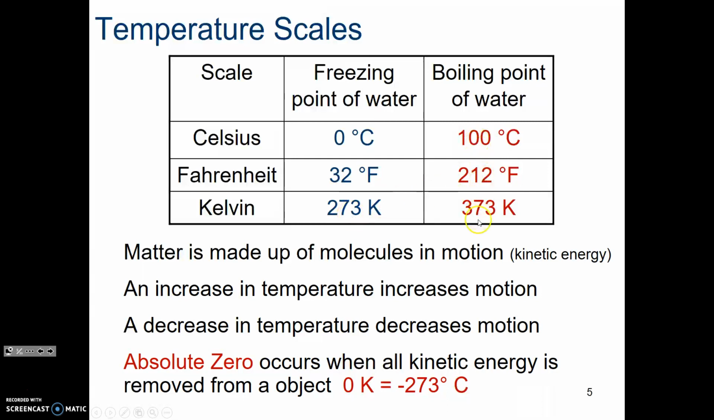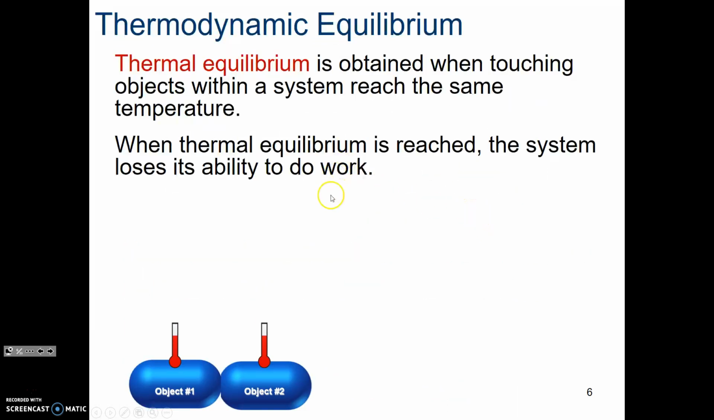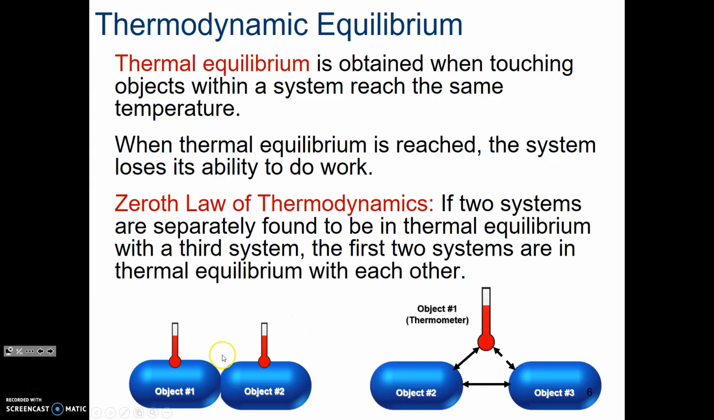Boiling water are these. Thermal equilibrium is when an object touches another object and it transfers heat until they're both at the same temperature. The zeroth law of thermodynamics states that if object 1 is in thermal equilibrium with object 2, and object 2 is in thermal equilibrium with object 3, then 3 and 1 are also in equilibrium with each other. So that's A equals B, B equals C, so that means that A and C have to also equal each other.